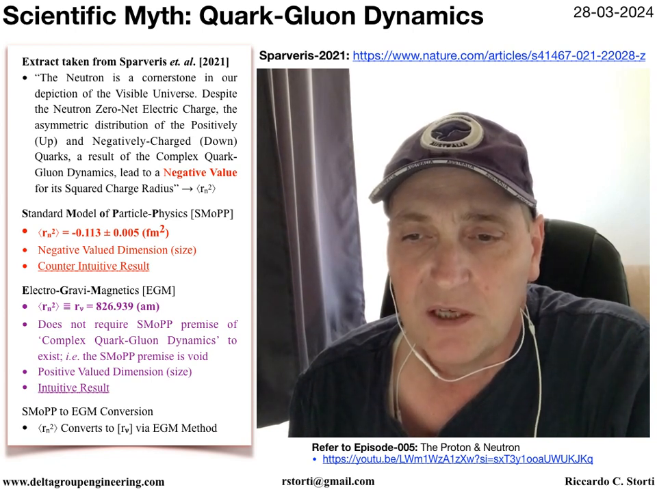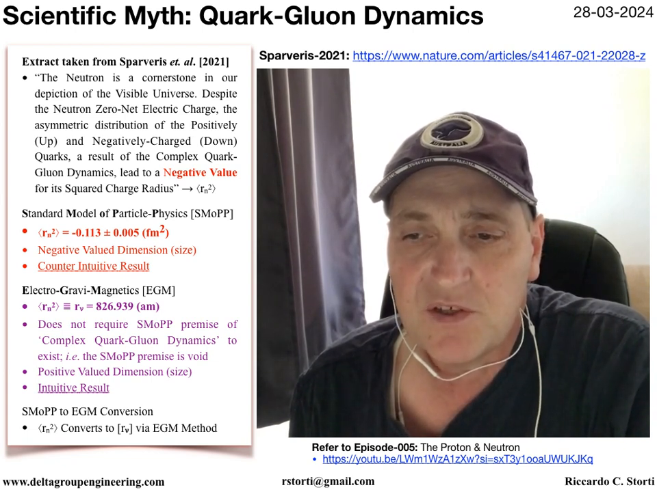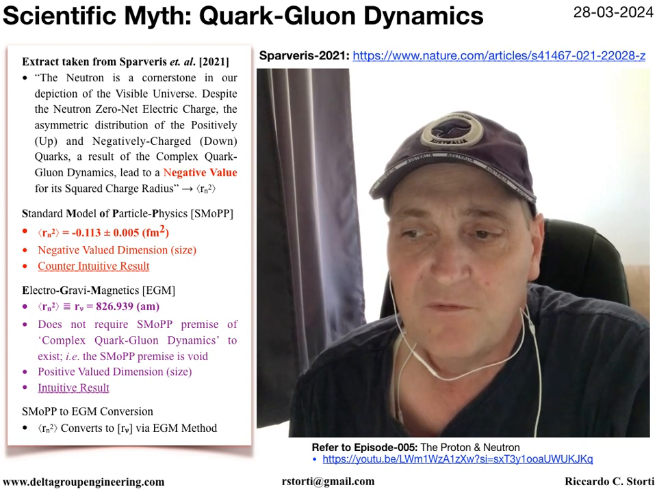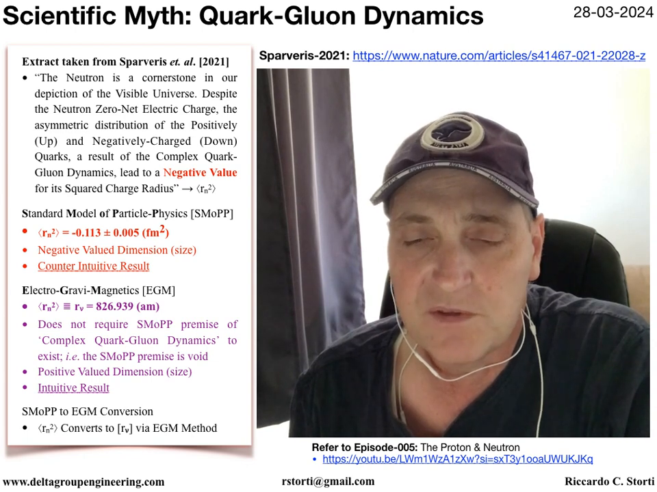Okay, so what's the bottom line? Well, we show that the negative dimension derived by the standard model of particle physics describing the size of a neutron can be expressed as a positive dimension with precisely the same mathematical form as the proton. This is a very important fact, so please try and keep it in mind. That is, our exact solutions for the size of the proton and neutron have precisely the same mathematical forms.